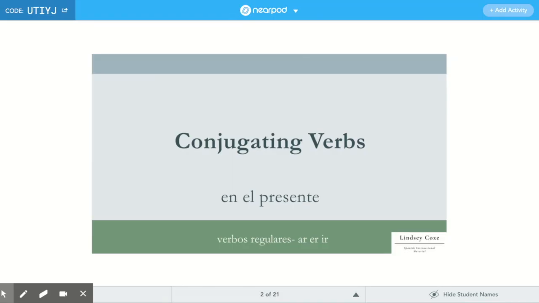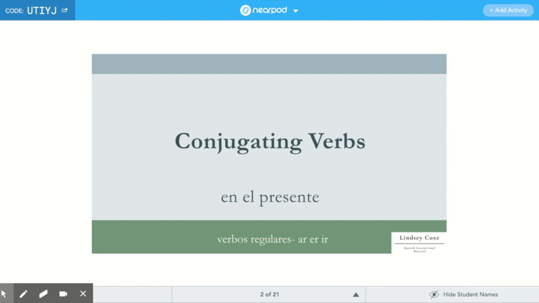Today we will be talking about conjugating verbs in Spanish. The verbs that we are looking at today are called regular verbs, verbos regulares. And later we'll be talking about the difference between regular verbs and irregular verbs. But today I just want you focusing on these regular verbs. Also, the verbs that we are talking about today are all in the present tense. So we're going to be talking about verbs that are happening right now.